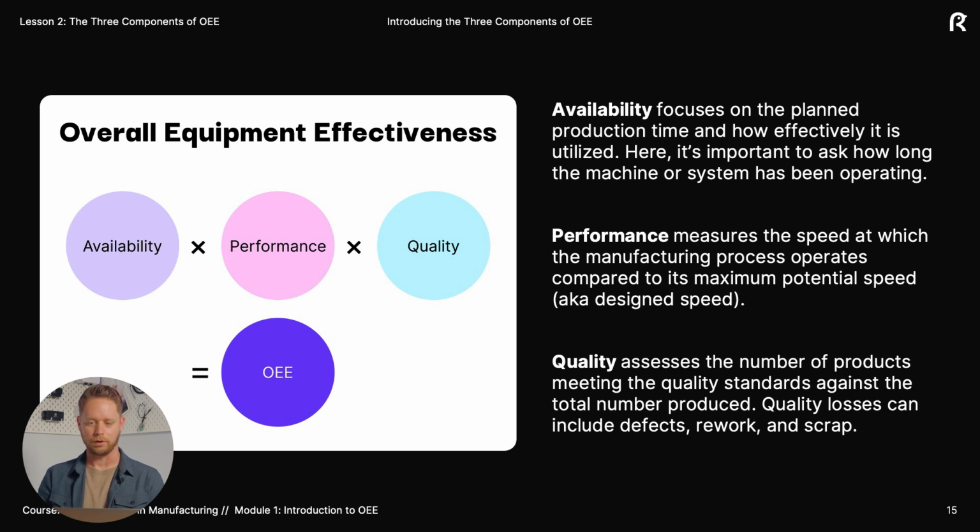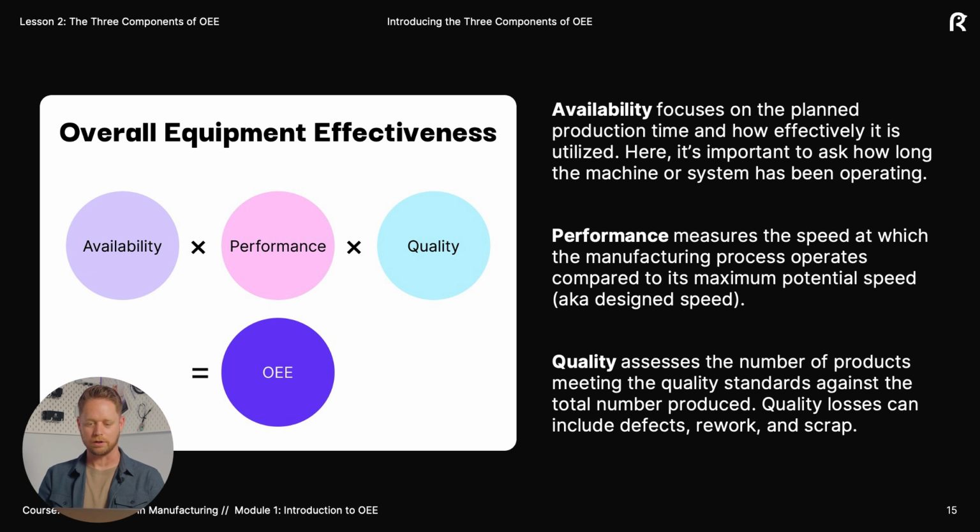Availability focuses on the planned production time and how effectively it is utilized. Here, it's important to ask how long the machine or system has been operating. According to Nakajima, OEE considers downtime events that halt production, allowing an insight into overall operational availability. But this can differ between OEE calculation methods.